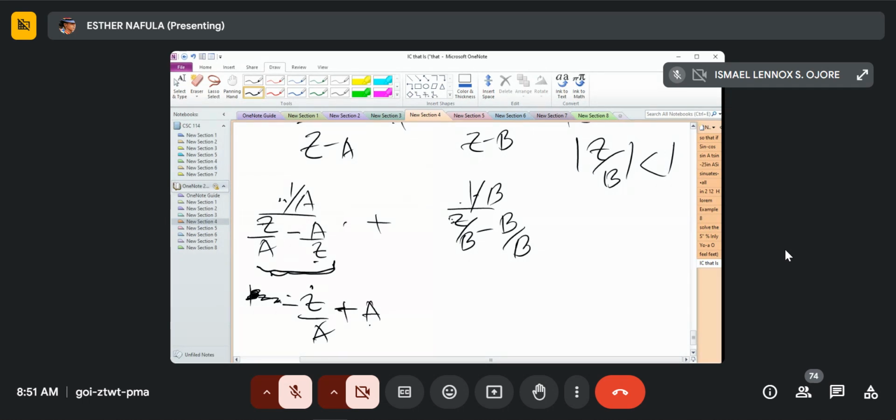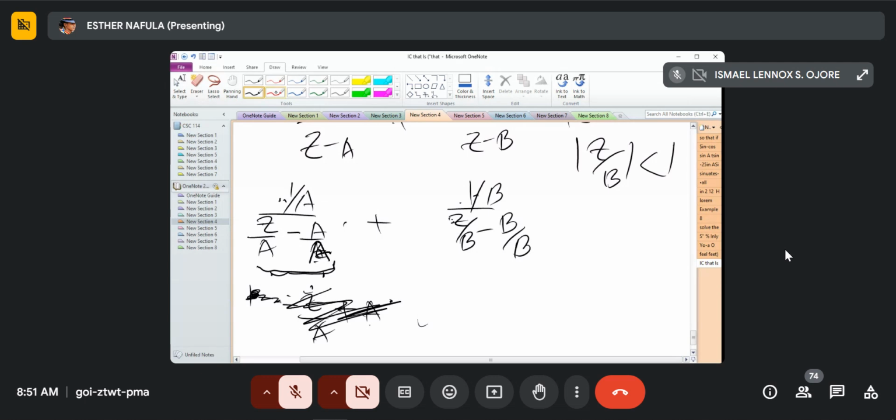No, this one is not agreeing. Let me see. It should be A over A, but it should have been A over Z, right? A over A. We are dividing through by A. I made a small mistake here. So this looks like Z over A.